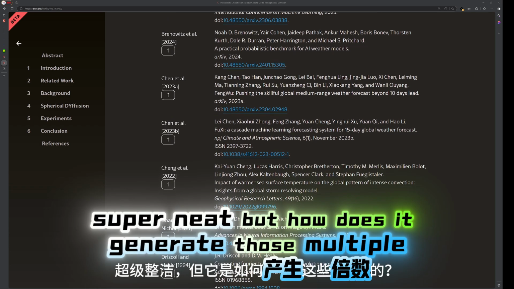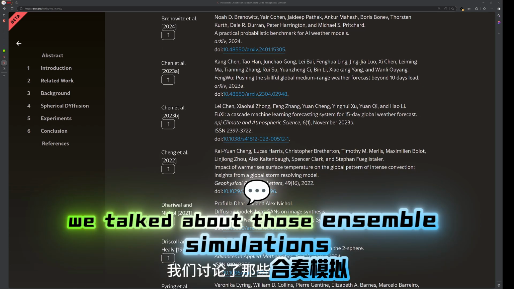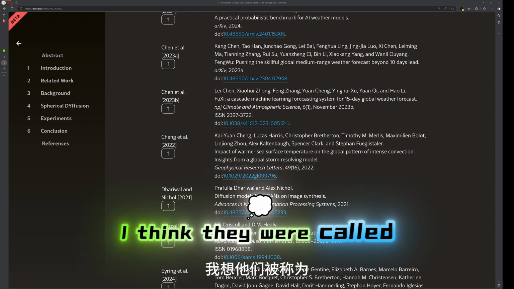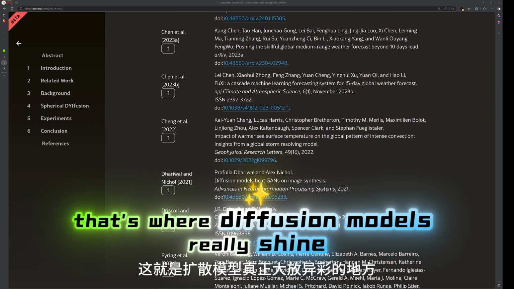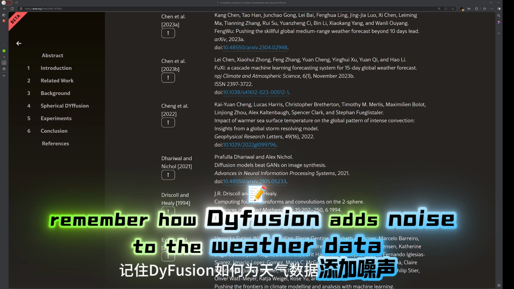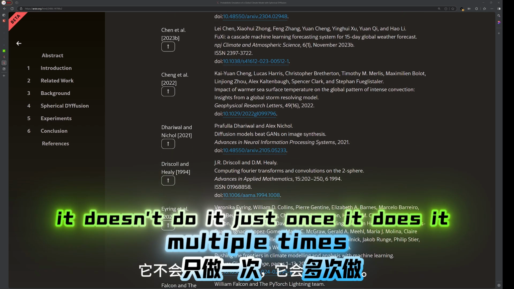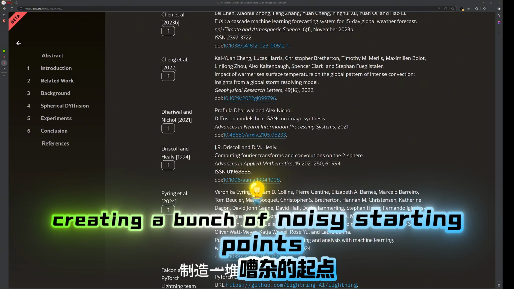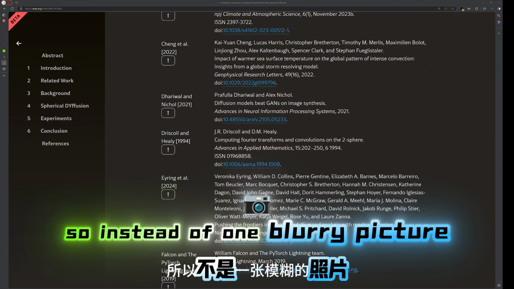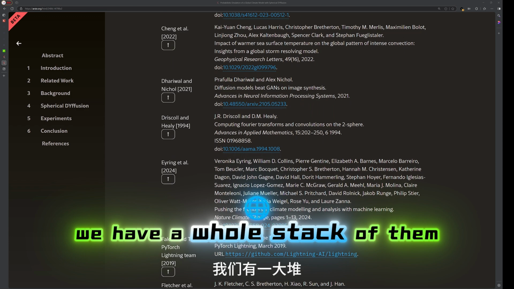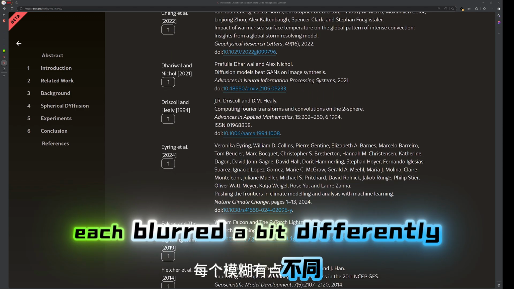But how does it generate those multiple possible futures we talked about, those ensemble simulations, I think they were called? That's where diffusion models really shine. Remember how DYffusion adds noise to the weather data? It doesn't do it just once, it does it multiple times, creating a bunch of noisy starting points. So instead of one blurry picture, we have a whole stack of them, each blurred a bit differently.